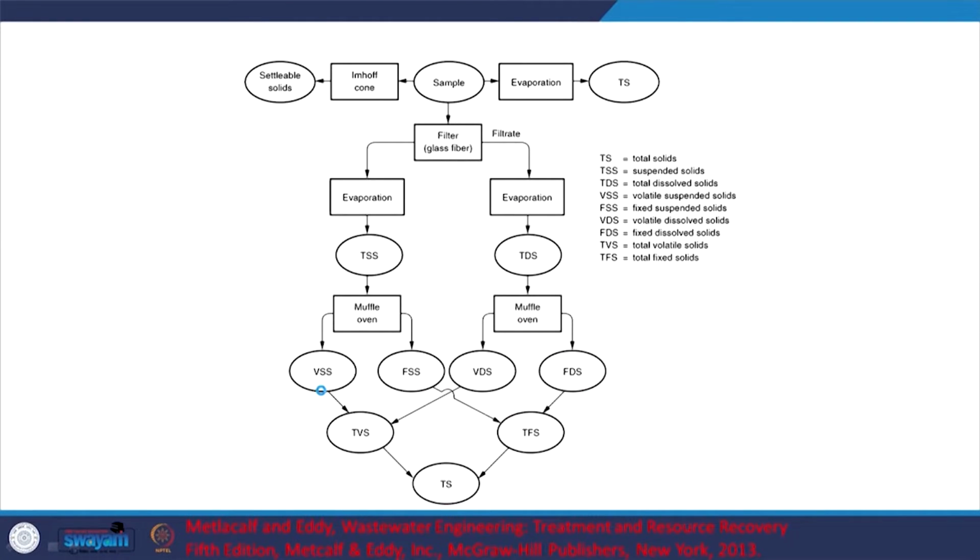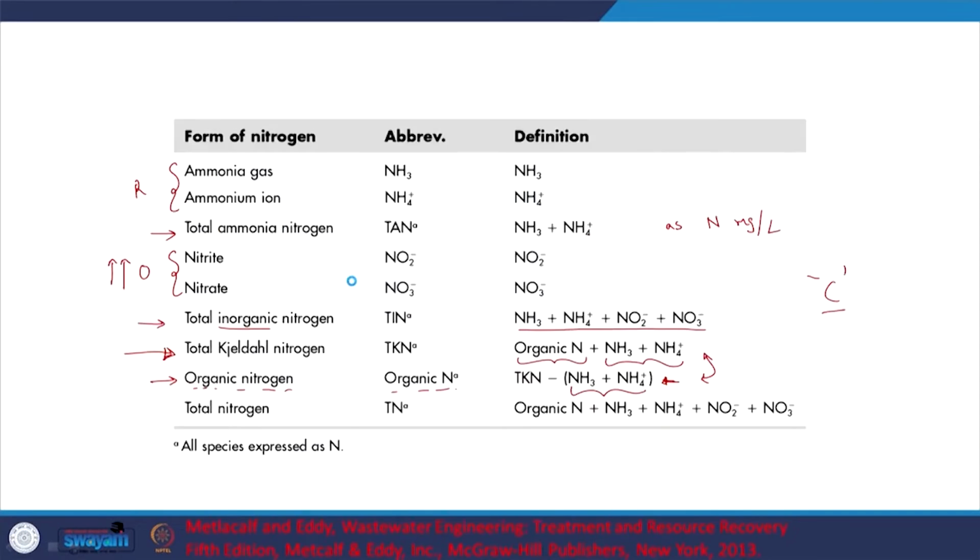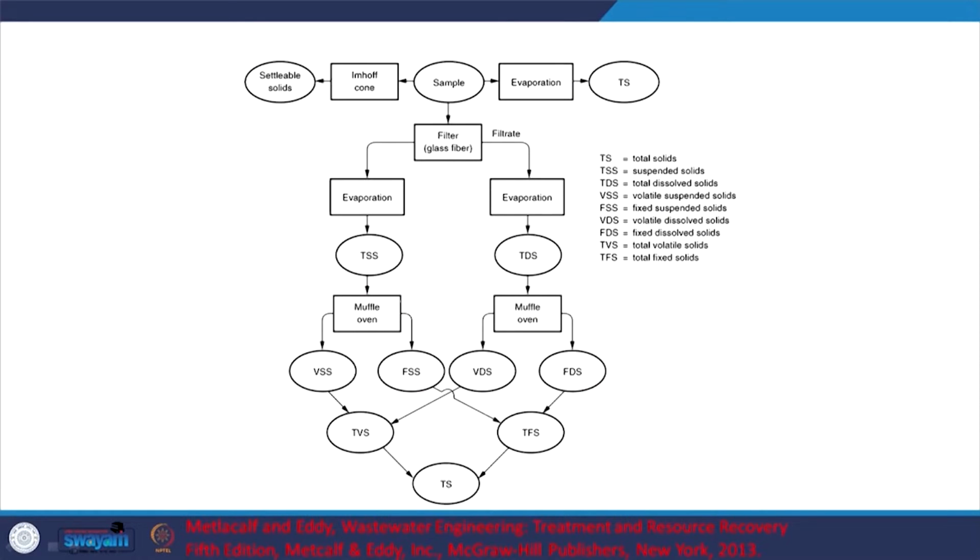this suspended solids or different solids. Why just talk about suspended solids? Though I am talking about suspended solids here, we are going to look at solids and then suspended solids. Let us move on. So, here we have the sample.